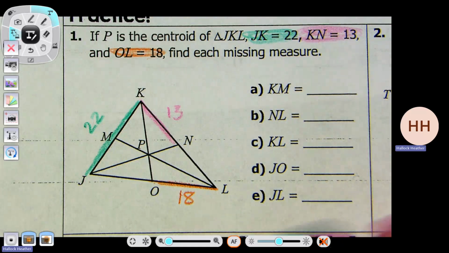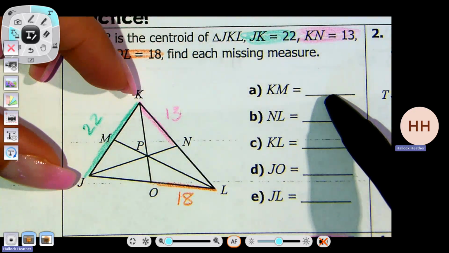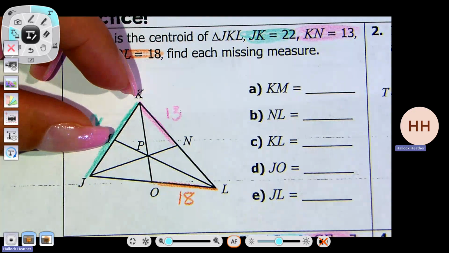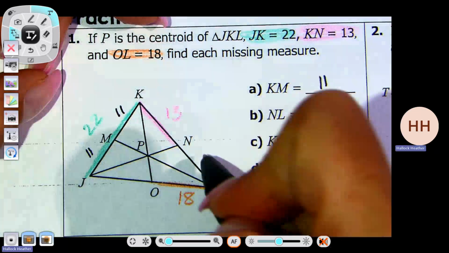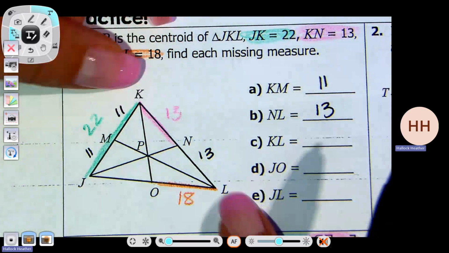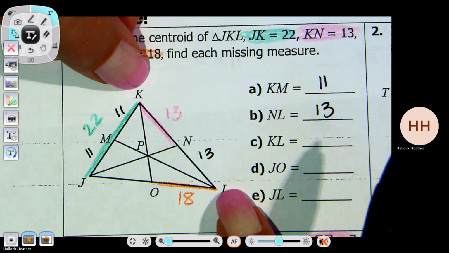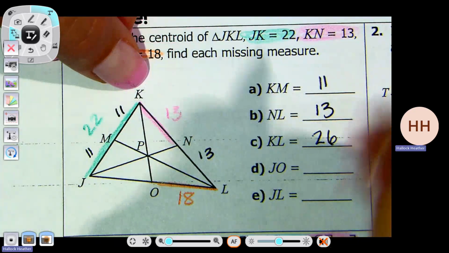How do we do? Easy peasy? Maybe. If this whole thing is 22, then how much is KM? 11, because it cuts it in half, because it's technically a midpoint, so it cuts it in half. N to L, 13, because if that side's 13, then this side is 13, because midpoint cuts things in half. How much would KL be? 26, because the whole thing, 13 plus 13 is 26.